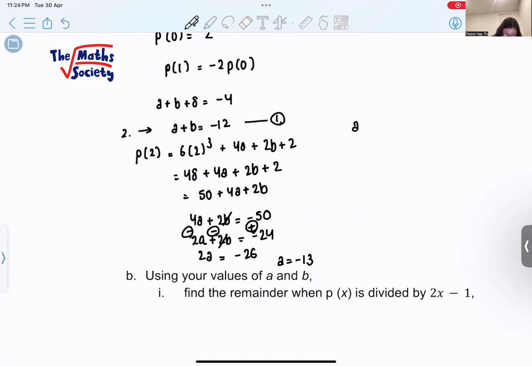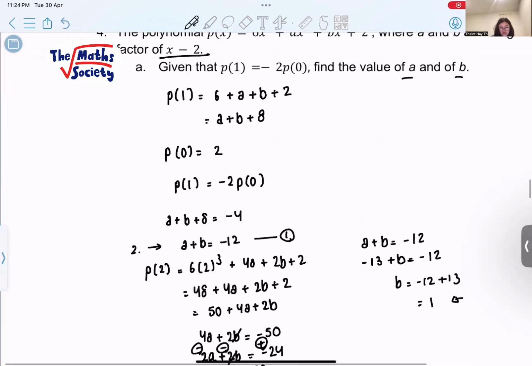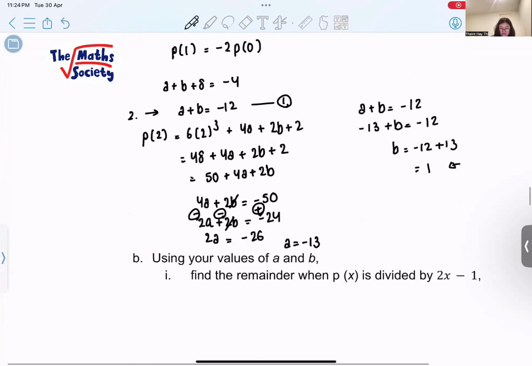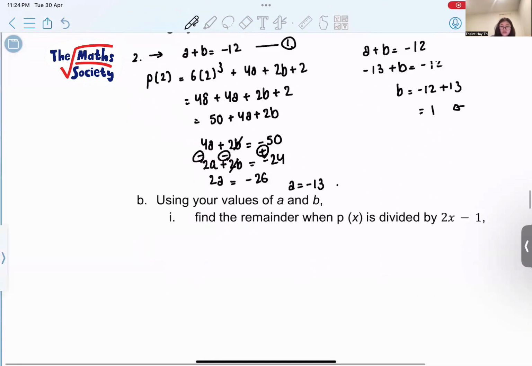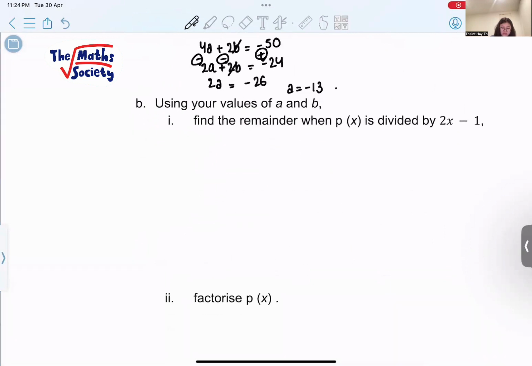a plus b equals to minus 12, yeah? So we know minus 13 plus b is equal to minus 12. B equals to minus 12 plus 13, which means you get an answer of 1. So we know the value of a and b: a is equal to minus 13 and b is equal to 1. And then they say to use your values of a and b to find the remainder when p of x is divided by 2x minus 1.